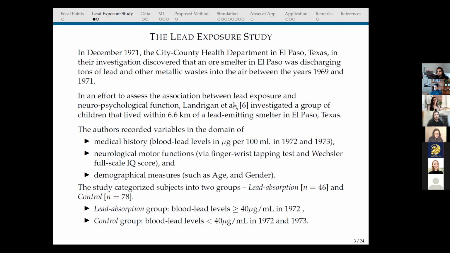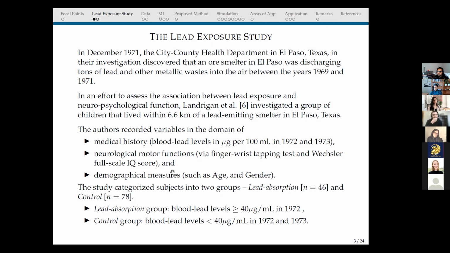And the authors, Landrigan et al., basically collected data from a group of children that lived within 6.6 kilometers of that smelting company. So in order to assess this important objective, and it's a health objective, the authors collected variables from various domains. One of the domains was medical history, another domain was neurological motor function, and of course, they collected some of the demographic variables, such as age and gender. So I specified the variables in the parentheses, but they will become familiar as we move forward through the presentation.